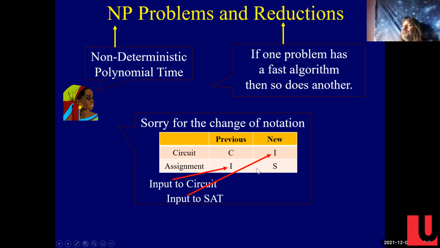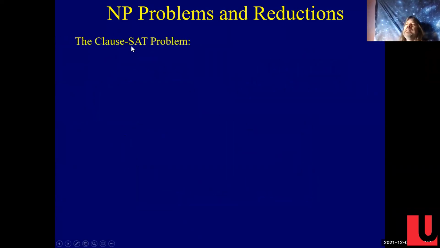So when we're switching topics, we're changing our notation. So before we had a circuit C and an assignment I, and now we have the input is I and S is the solution. It's just because we're moving into a different sort of world here. So let's just make sure we can state the clause sat problem in first order logic.